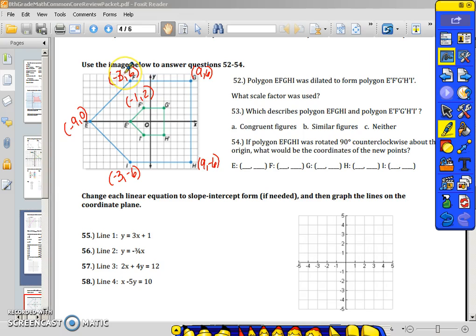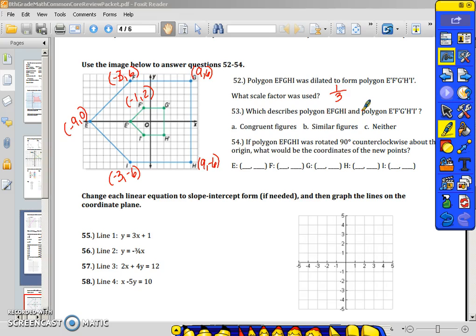So what did I do to 3? -3 to get to -1. And what did I do to 6 to get to 2? Well, I multiplied those by 1/3. I said it was getting smaller, and it's going down 3 times. So that's going to be a scale factor of 1/3. Remember, if it gets smaller, it's going to be a fraction. If it gets bigger, it's a whole number.